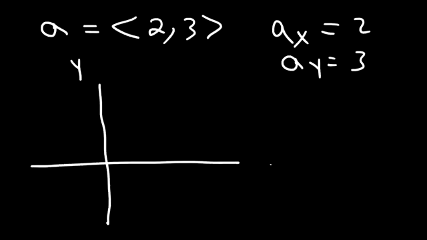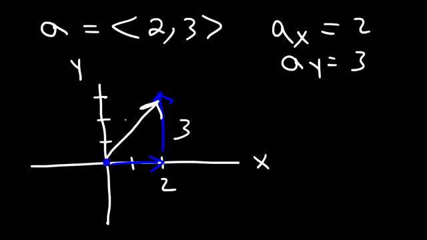So let's represent it graphically. Here's the y-axis, here's the x-axis. Starting from the origin, we're going to travel 2 units to the right and 3 units up. So here is the x component. It's 2 units along the x-axis, and the y component is 3 units parallel to the y-axis, and that will give us this vector, vector A. So you can describe a vector using the x and y components of that vector.